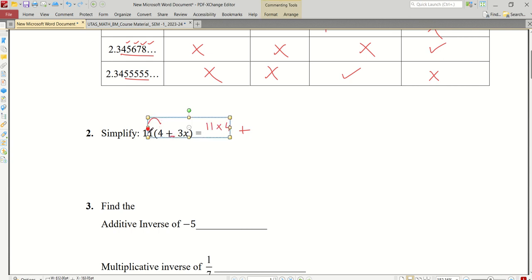11 into 3x. Okay. So 11 into 3x. So what is 11 into 4? It is 44 plus 11 into 3, 33x. Done. This is the answer. So you need to use these three laws, how to do it.